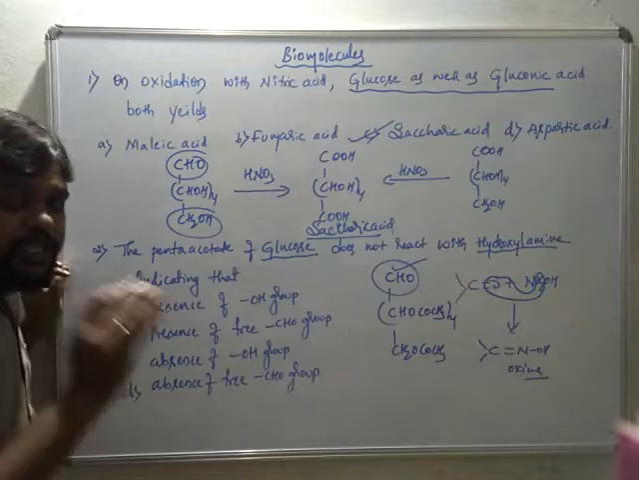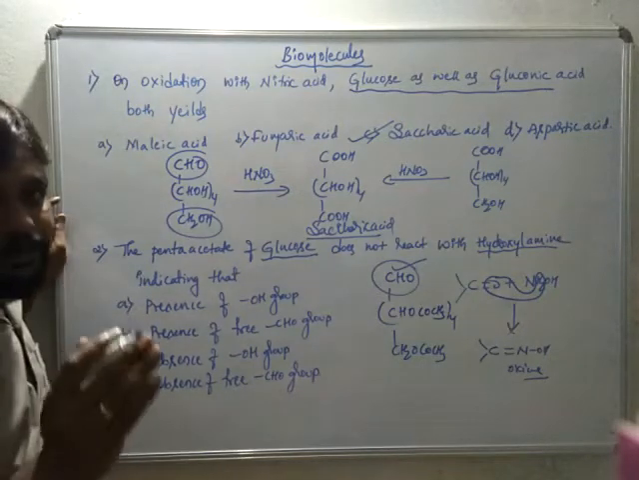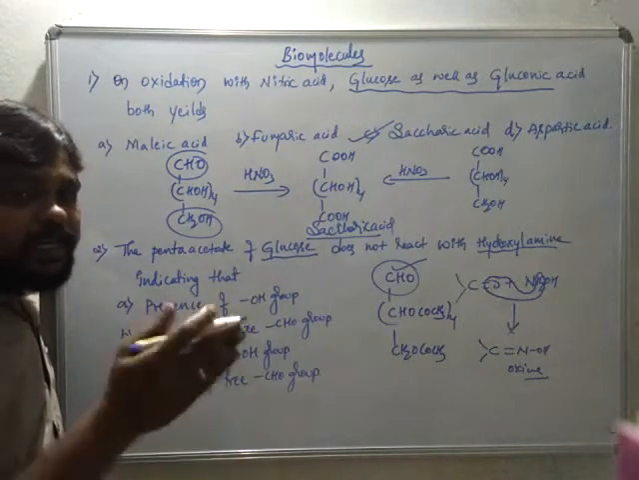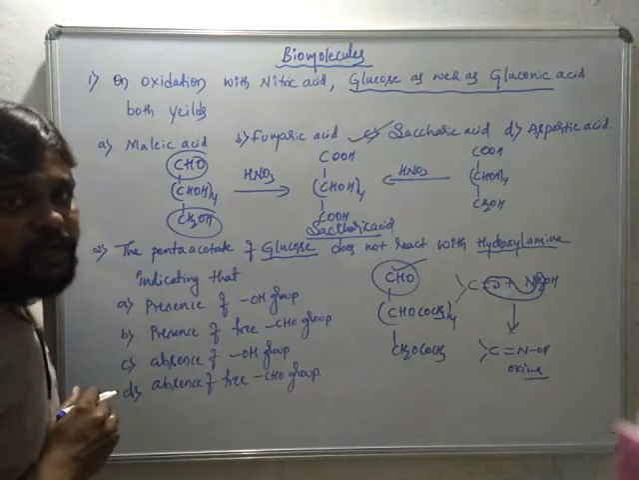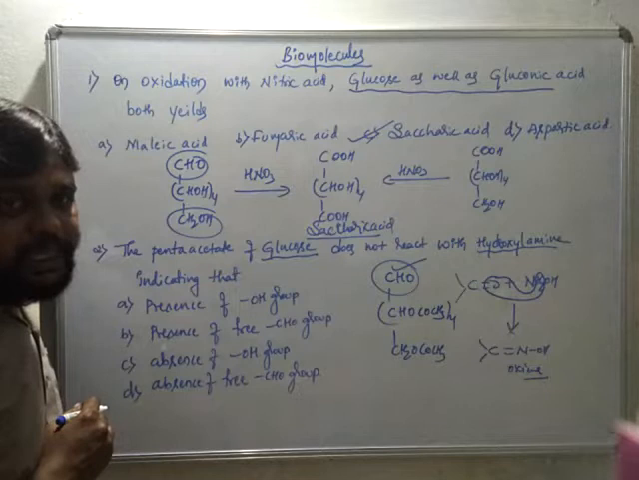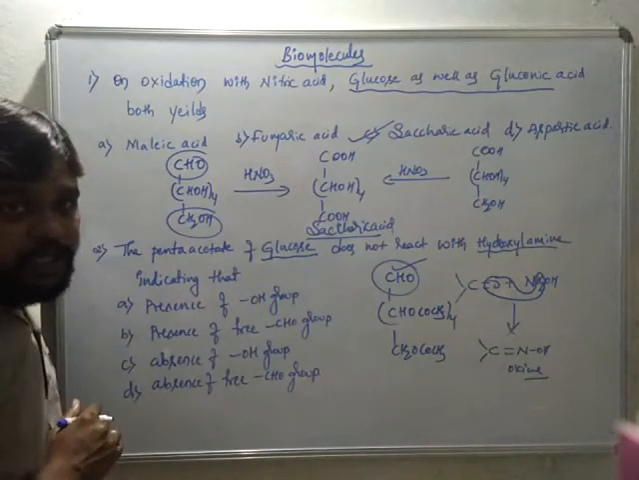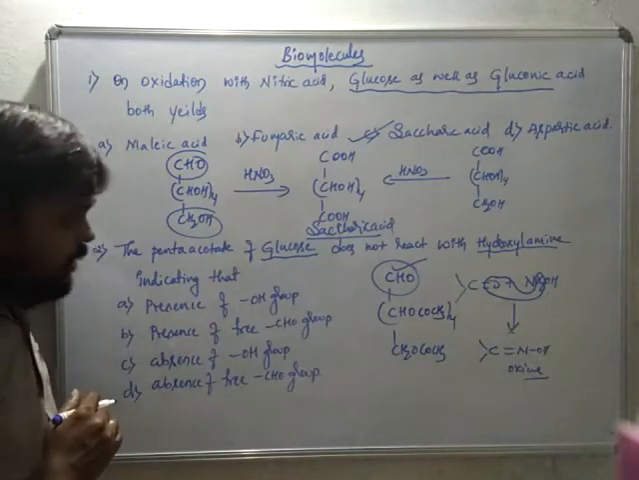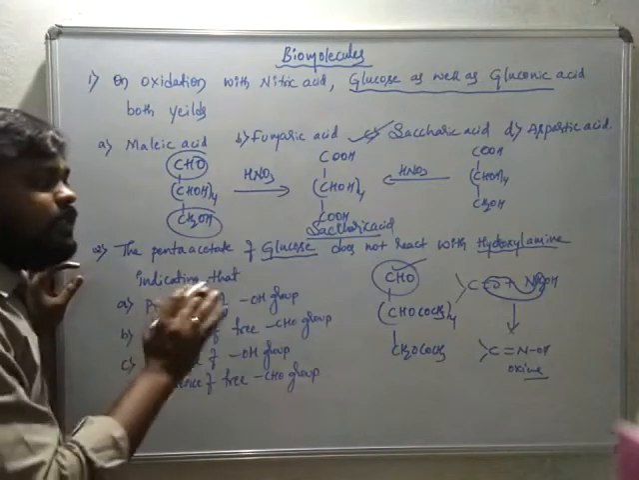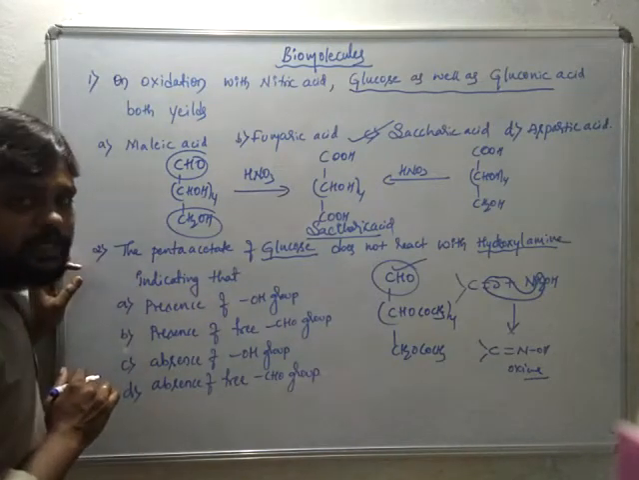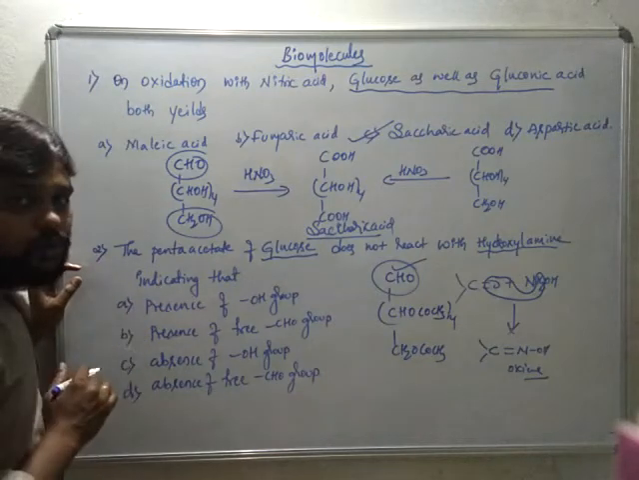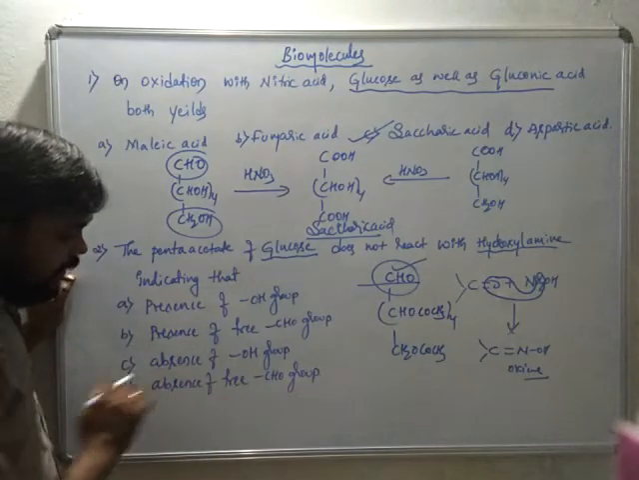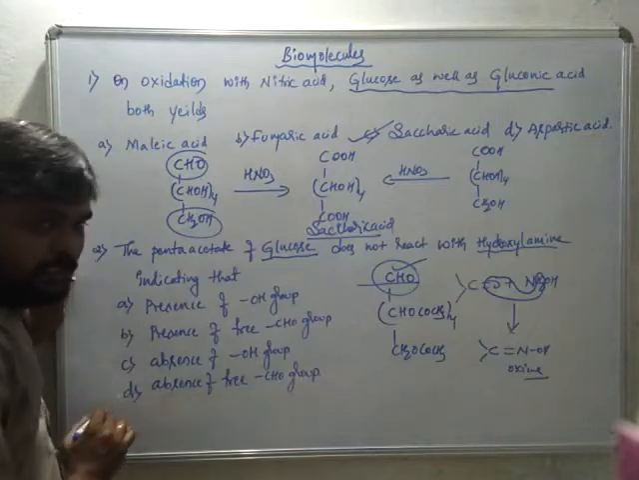I told you the Fischer structure fails because the fact that glucose, fructose or galactose does not react with hydroxylamine is not explained by the Fischer structure. That's why it fails, and we came to one more structure, the Haworth structure, where cyclic rings are present. So the question asks why glucose pentaacetate does not react with hydroxylamine: because the aldehyde group present here is not free. So the right answer is option D, absence of free CHO group.